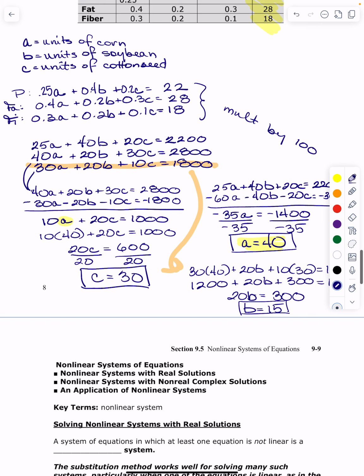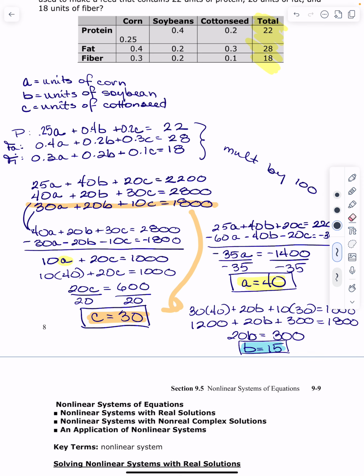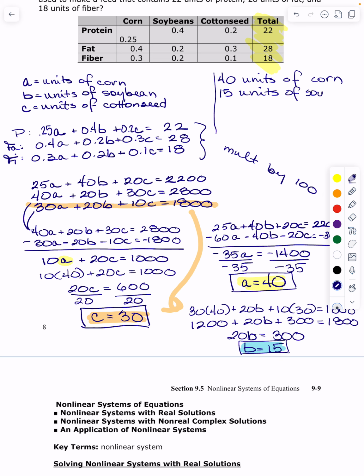So I get up top here, I gotta organize better. 40 units of corn. B is soybean, so 15 units of soybeans. And 30 units of cottonseed.